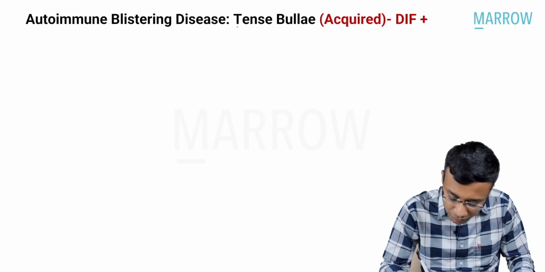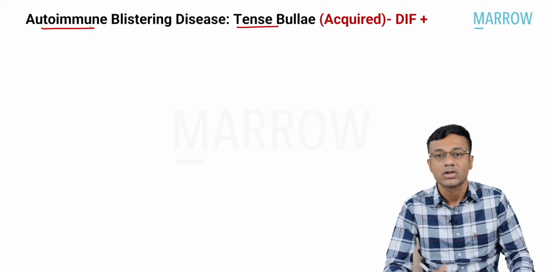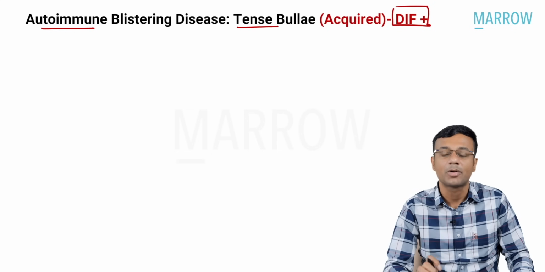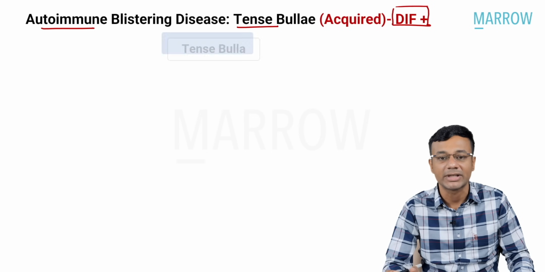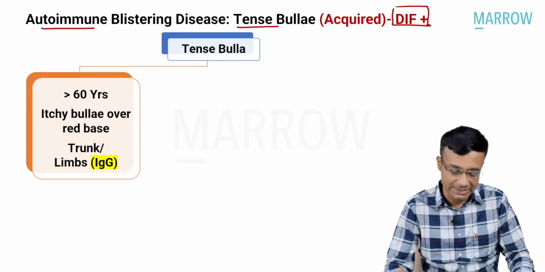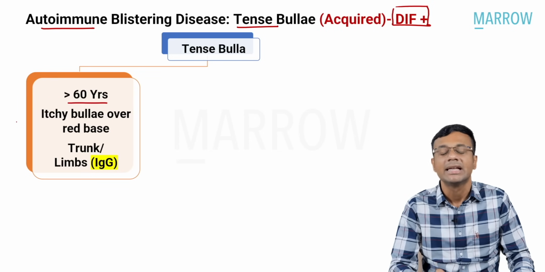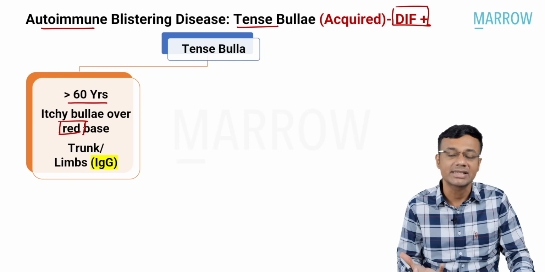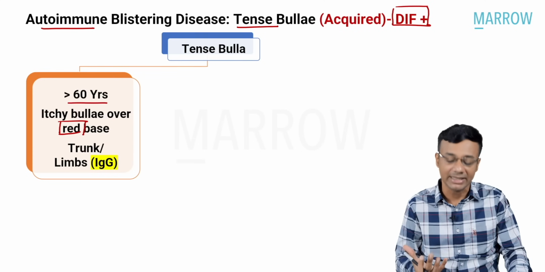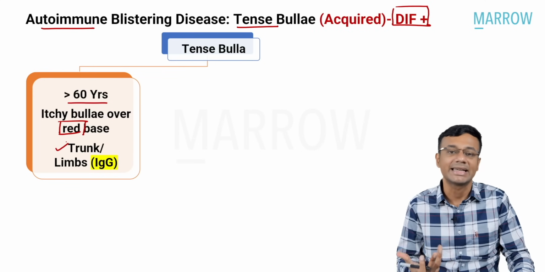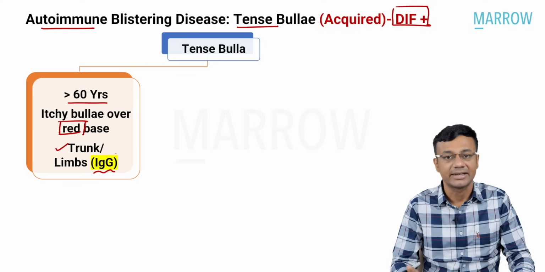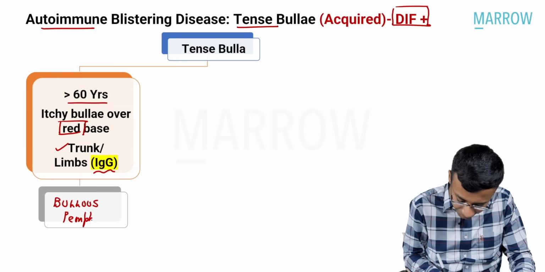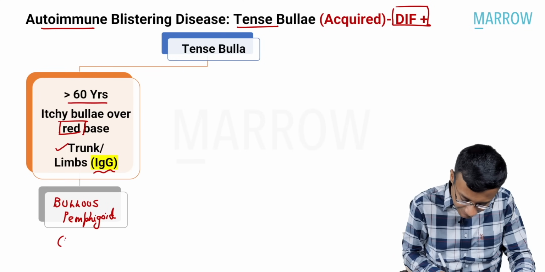Next, we look at the approach to tense bullae, which are autoimmune in nature. So whenever there's an autoimmune disorder, your direct immunofluorescence is going to be positive. There are 3 important subepidermal blistering disorders that we need to remember for the exam. So let us look at the clues here. If the question tells us it's an elderly patient, more than 60 years old, with itchy bullae seen over a red base. Generally, pemphigus vulgaris is seen on normal looking skin. Here, the bullae are seen on an erythematous or urticarial base. Distribution is mainly over the trunk and the limbs, and it's IgG mediated. The correct answer for this question is bullous pemphigoid. So here, this is bullous pemphigoid. It is a disorder which targets the hemidesmosomes.